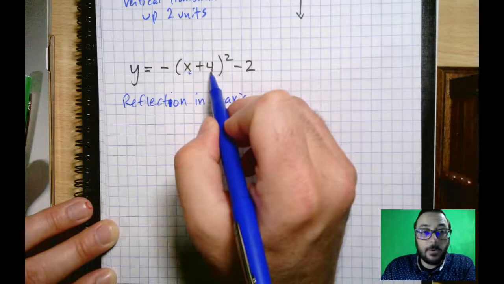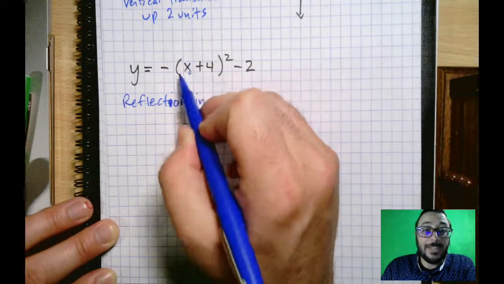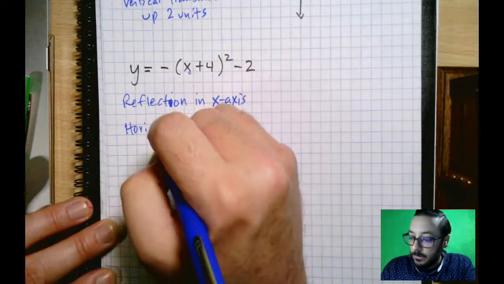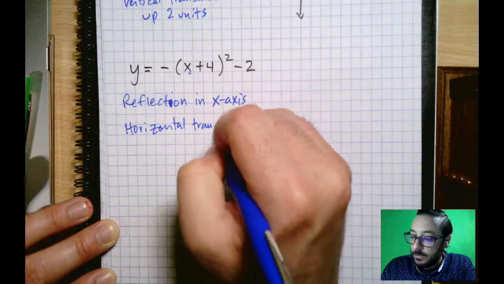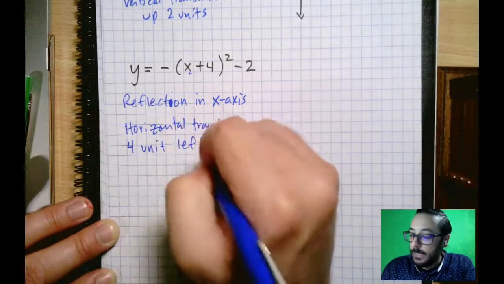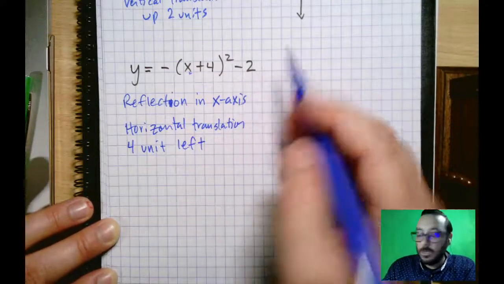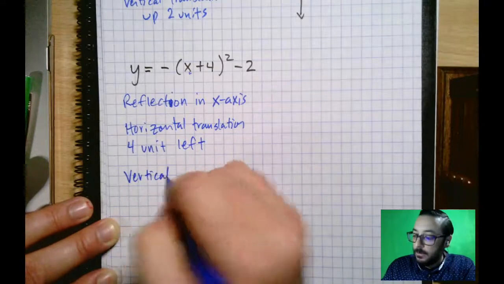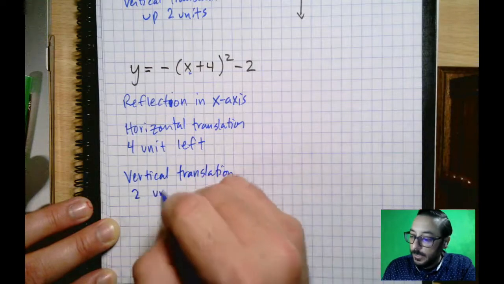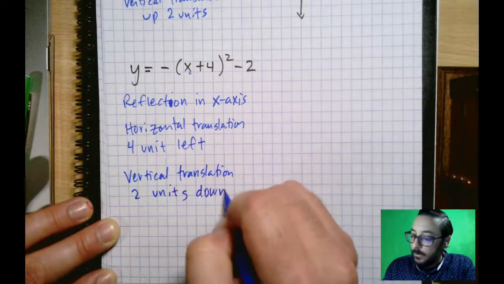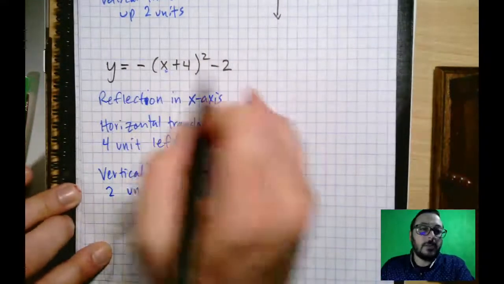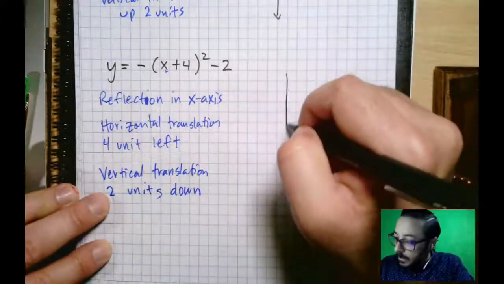We have plus 4 inside our parentheses, so that's a horizontal translation 4 units left. And then we have the minus 2, which is a vertical translation 2 units down. Right? So it's good to know the way all of these transformations work algebraically by just looking at the equation. And then we can graph.